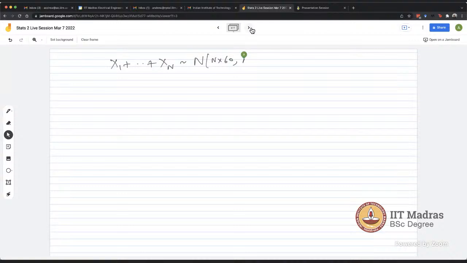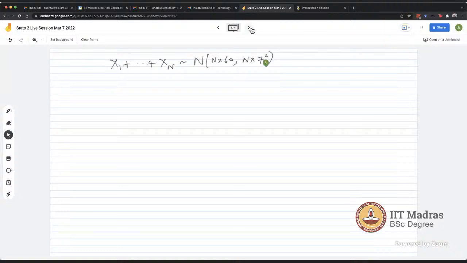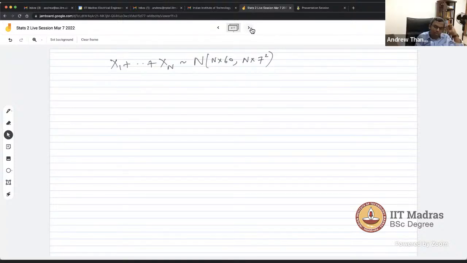Sir, n is looking to be a quadratic. I'm sorry, n cannot be simplified to a single value. It's like a quadratic equation. Wait, okay, let me see that. Let me see how it works out.